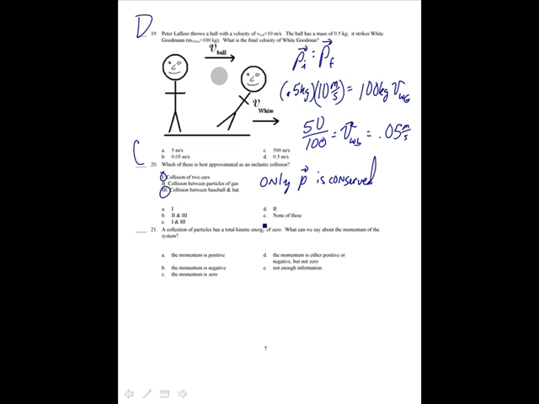A collection of particles has a total kinetic energy of 0. That means that their speed is 0. What can we say about the momentum of the system? Well, the momentum is 0 if the speed is 0. So the answer for 21 is C.